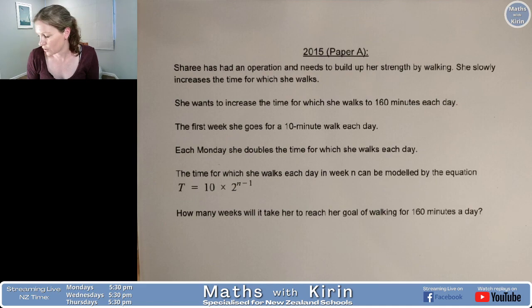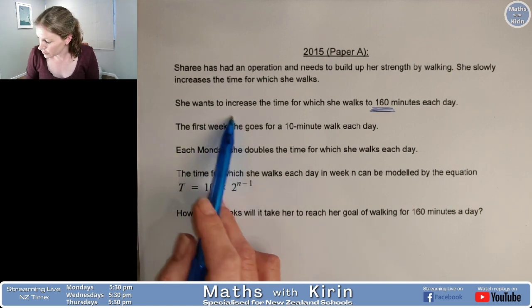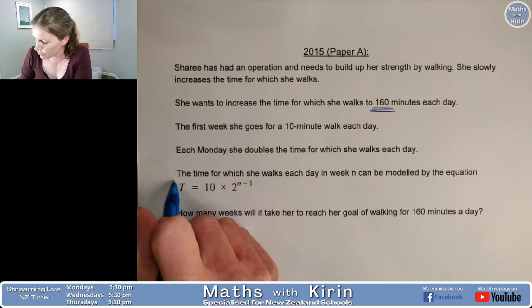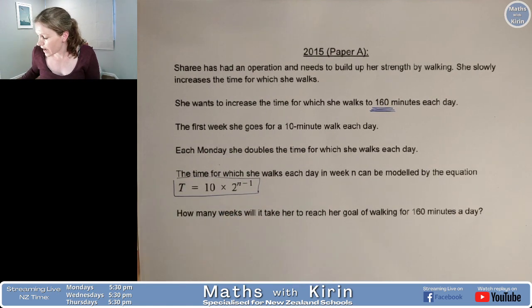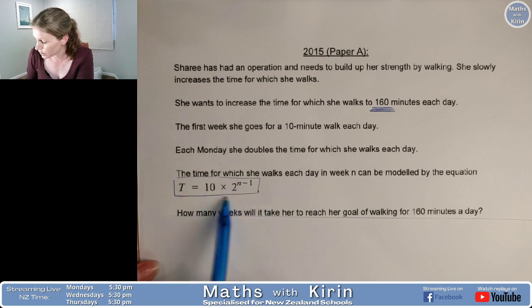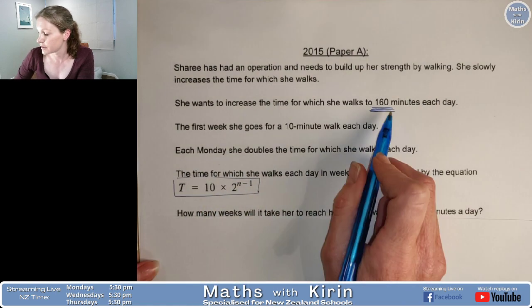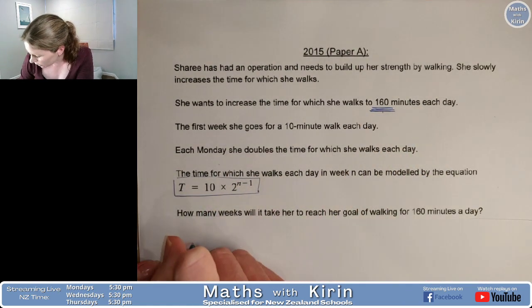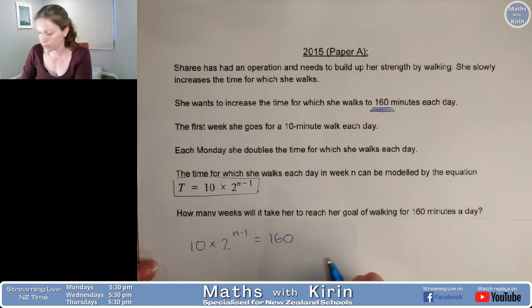Lots of information. She's walking, she's increasing it, she wants to get to 160 minutes a day. That's important. All of this information they've told us, but they've already put it into an equation for us. Okay. The question is asking how many weeks will it take for her to reach her goal of walking for 160 minutes a day. Okay, so we know that this is the equation for the time in which she walks each day. So we want this to equal 160. So 10 times 2 to the n minus 1 needs to equal 160.